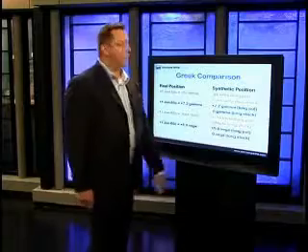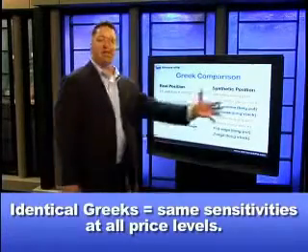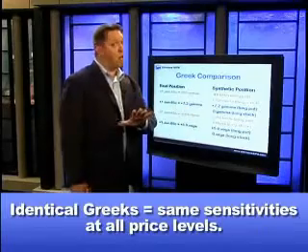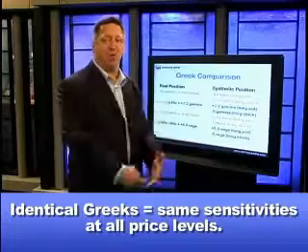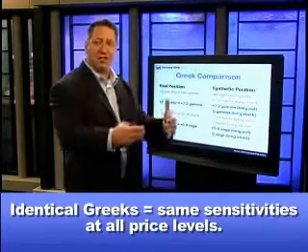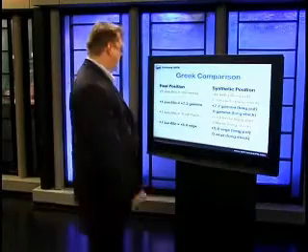Why does this work? Because of the Greeks. If these Greeks are identical, which they are, both positions have to perform in the same exact manner as each other at every price level. They would have the same sensitivities.